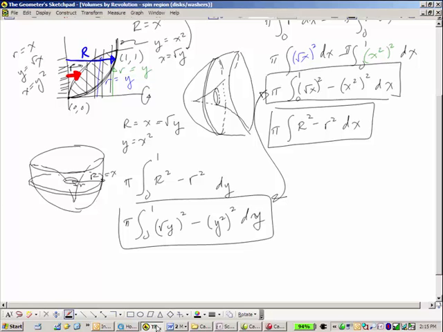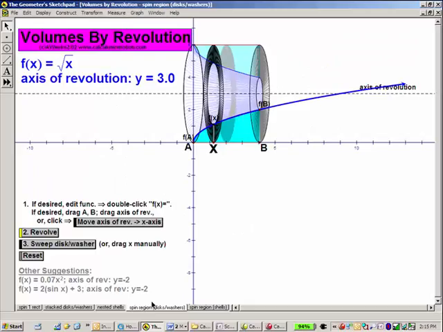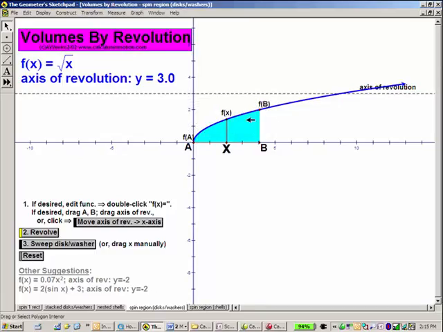I'll try. It's not going to be as good, and it's definitely not the same shape. But with Sketchpad, if we take like this, and this just happens to be root x, so this is a different problem, but it's just trying to help you visualize, and we spin it around the line y equals 3. So this is not the x-axis. It's a line other than the x-axis. And we revolve that. We get this sort of shape.